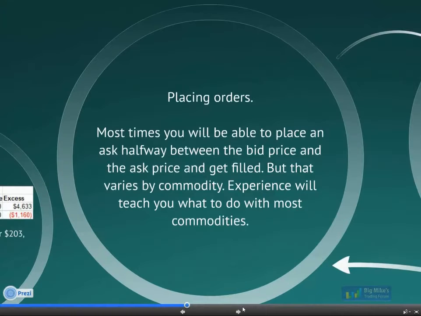Placing orders. Most times you'll be able to place an ask halfway between the bid price and the ask price and get filled, but that varies by commodity. Experience will teach you what to do with most commodities. It depends how quickly you want to get in, get out. It depends on the commodity. It just takes experience to know which ones you can go halfway between. Like ES, you can usually go halfway between.